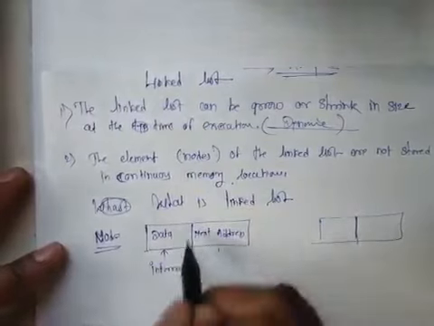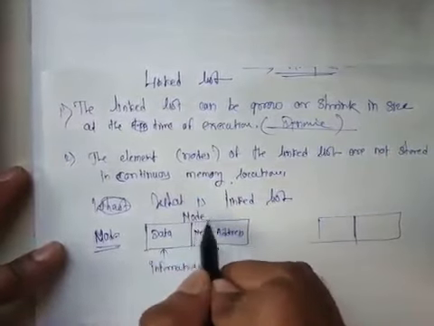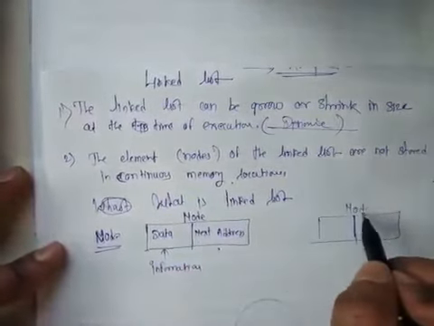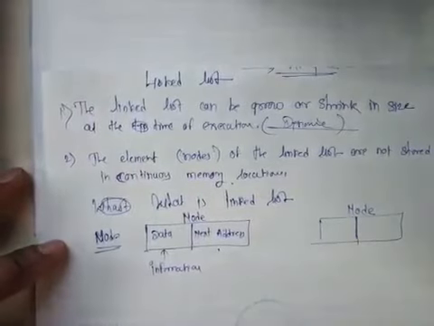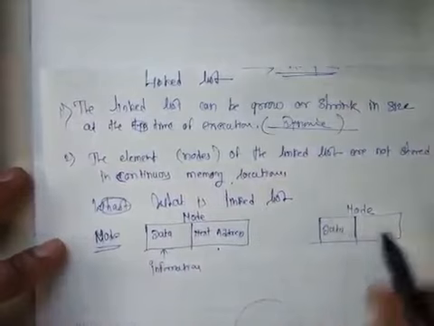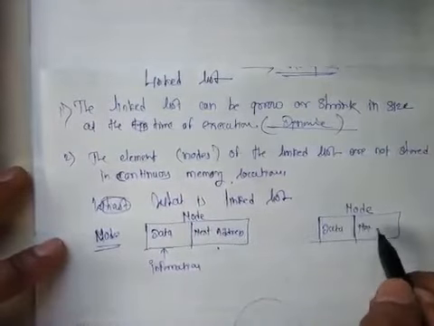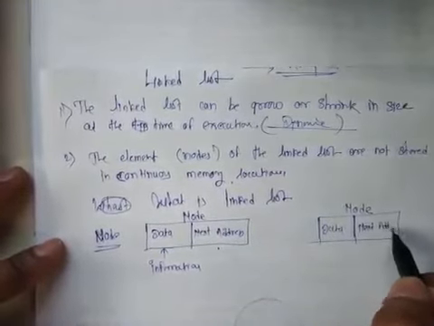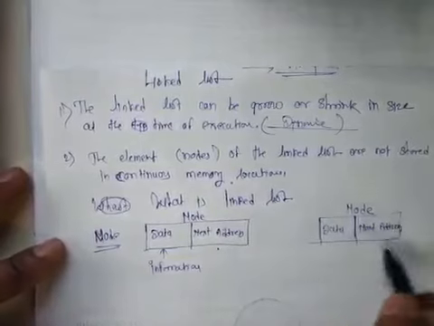And this is the node structure. So what is a node structure? It contains two fields. One is a data field and the other one is a next address field.